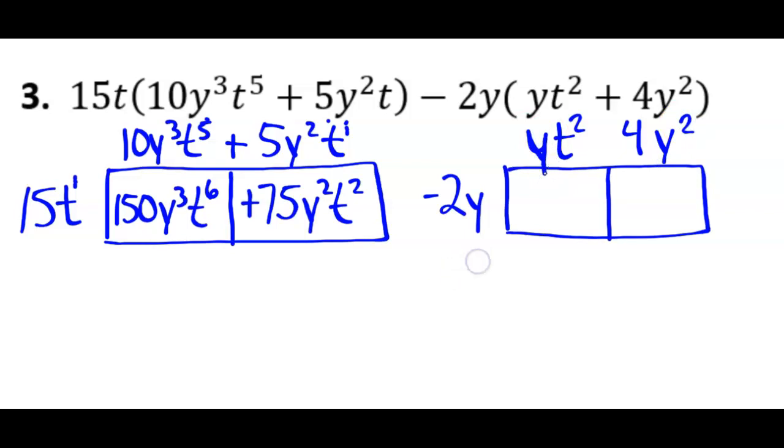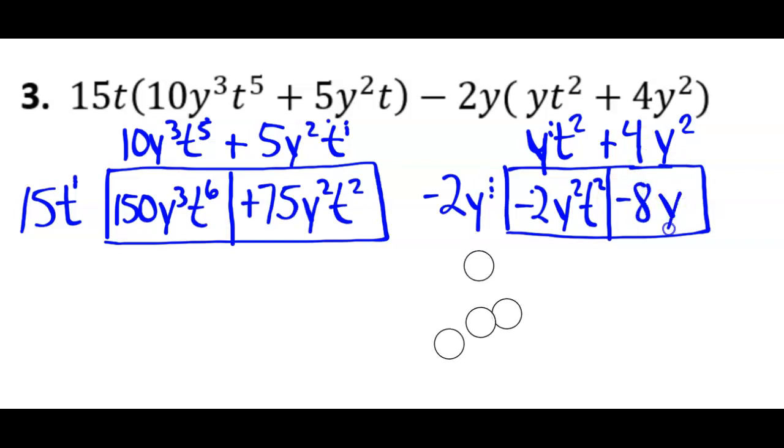Our y's are going to change because there's an imaginary one here, imaginary one here. So I'm going to get negative 2y squared t squared. My t is just going to come along. This is a positive 4. So negative 2 times 4, whoops, gives me negative 8y cubed.